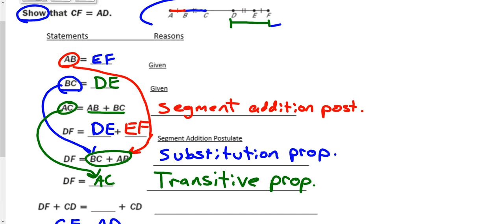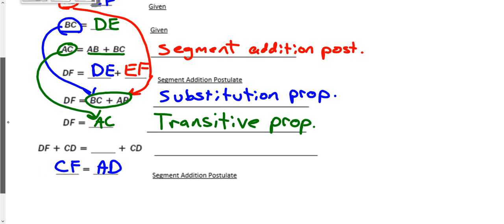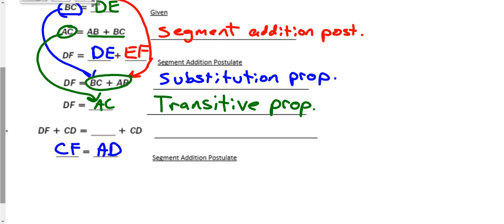Okay, so let's scroll down the rest of this. We have DF plus CD equals blank plus CD. Well, all we've done is add CD on both sides. If we're adding CD on both sides, what does this blank still need to be? It needs to be AC. And if we add the same thing on both sides, what is that? That's the addition property.